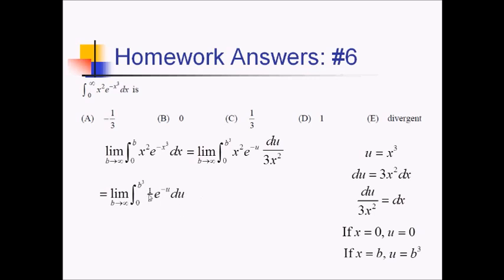And the antiderivative of that is going to be negative 1/3 e to the negative u, still evaluated from 0 to b cubed. Plug in all that in now. Actually, I'm going to pull out a negative 1/3 just so I don't have to mess around with that inside. So now I've got e to the negative b cubed, which I can write as 1 over e to the b cubed, which is going to be helpful when I actually approach infinity with that b value.